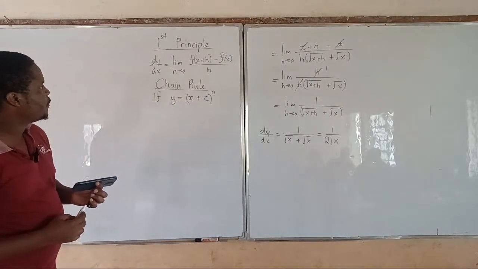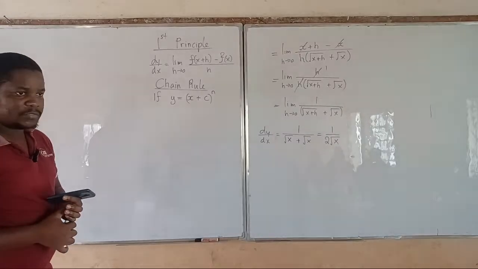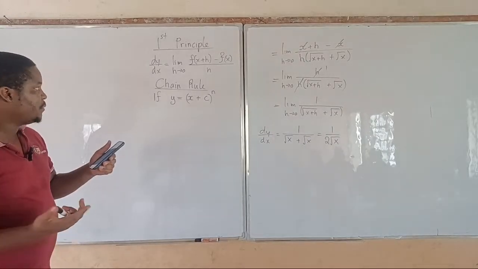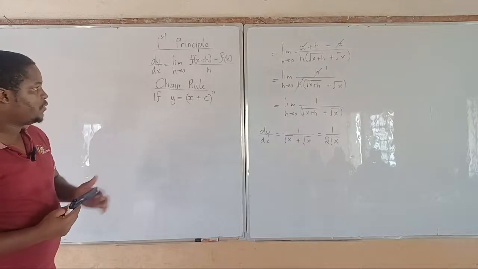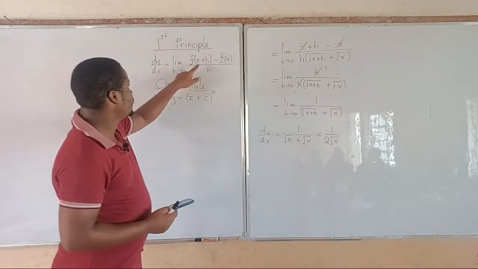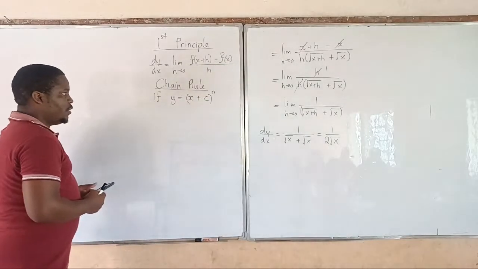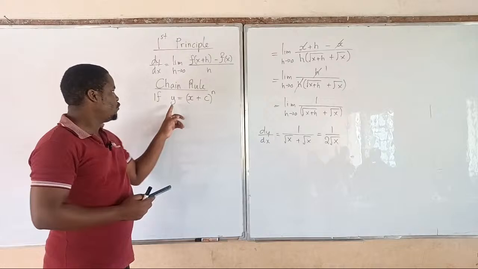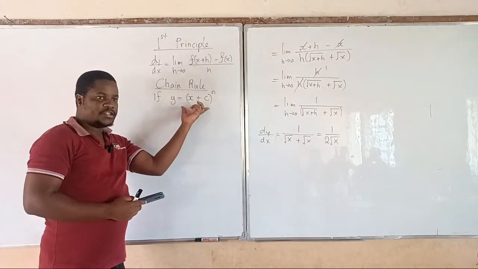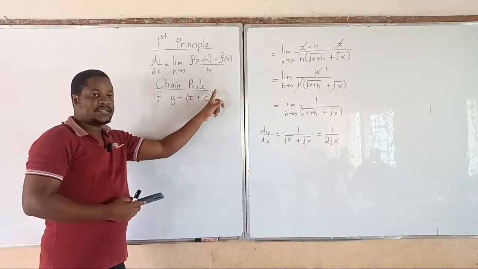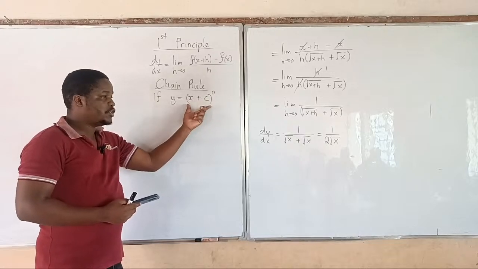Which one? The first one? First principle is also known as the delta method. It's the one that we're doing, where we're supposed to find f of x plus h and f of x, then divided by h. The chain rule is used when you have a function which is in brackets with a certain power n. That's when you use the chain rule.